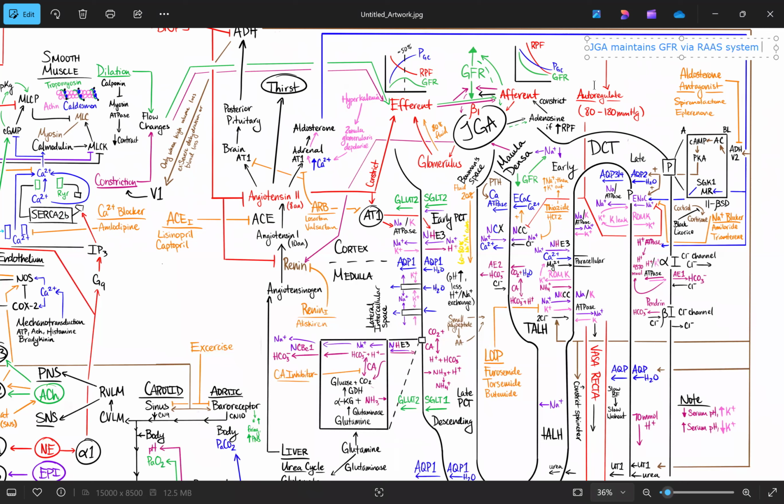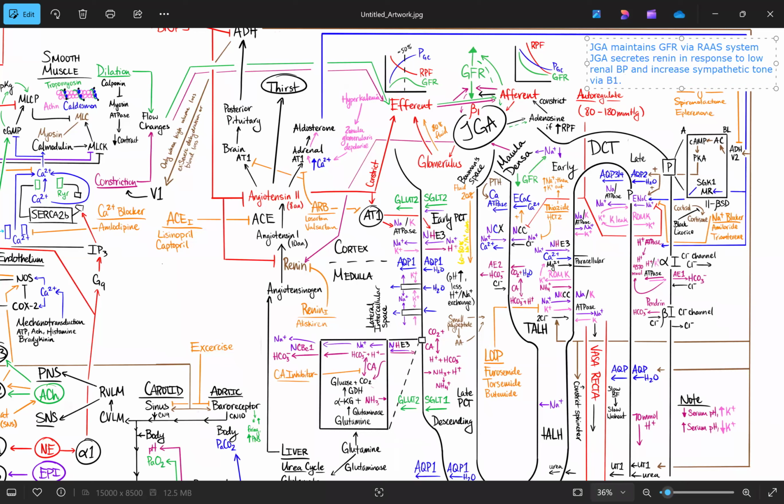So angiotensin 2 will bind to AT1, which will help increase NAK ATPase in your PCT. So that's kind of like an exception. As well as NHE3. The more sodium you reabsorb, the more water that'll follow it. And therefore, you will increase your blood pressure, and more pressure means more GFR because you're going to push more water through the nephron. What it'll also do is constrict your efferent vessels.